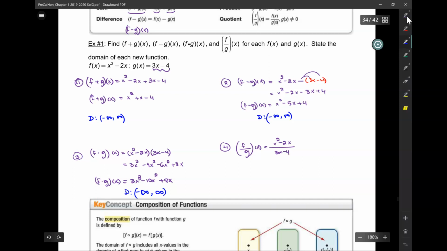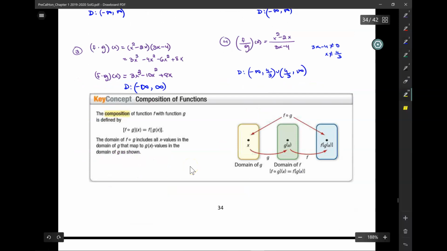Here, my complication is that the denominator can never equal 0. So 3x minus 4 can never equal 0, meaning x can never equal 4/3. So my domain is negative infinity to 4/3, and then 4/3 to positive infinity. Okay, so much for that.